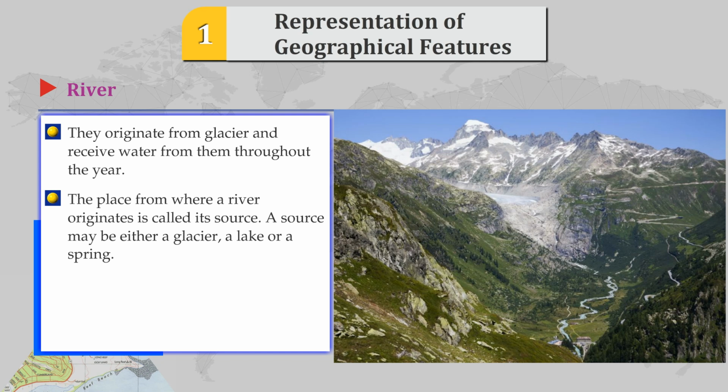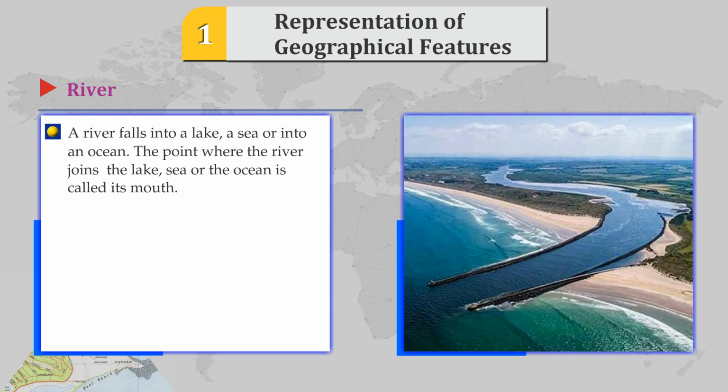The place from where a river originates is called its source. A source may be either a glacier, a lake, or a spring. A river falls into a lake, a sea, or an ocean. The point where the river joins the lake, sea, or the ocean is called its mouth.